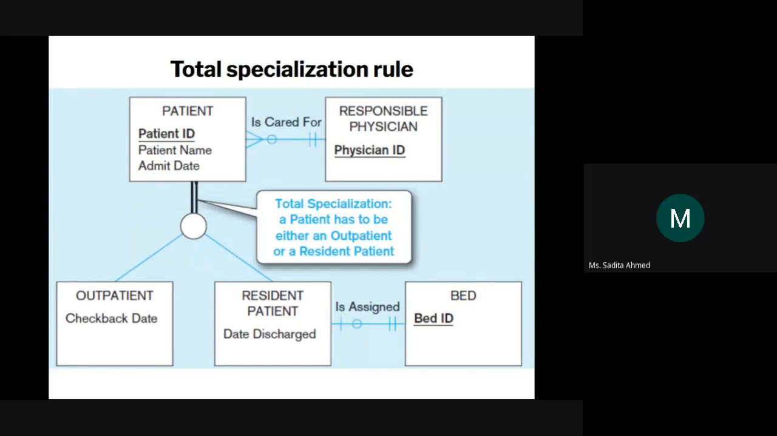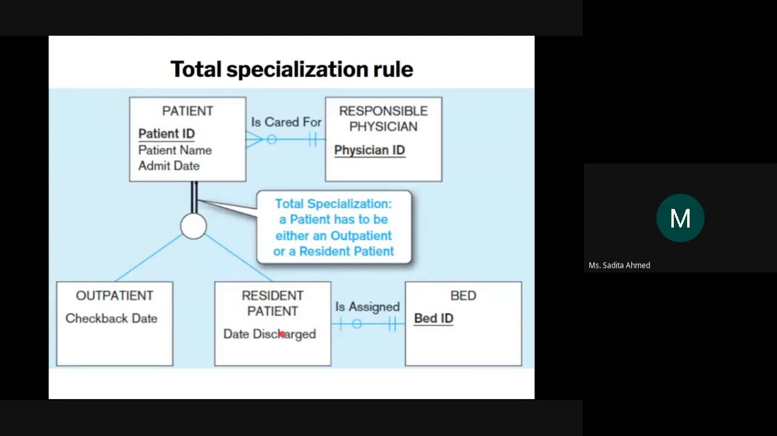Yes, very close to that idea. That's right. Very close to the idea of an abstract class. A patient instance must be at least an outpatient or a resident patient. If there is a patient who is not an outpatient nor a resident patient, we cannot have that patient in our database at all.